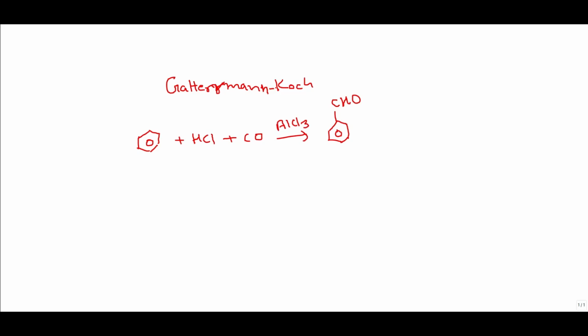This Gattermann Koch reaction is not applicable to aryl ethers. In place of aluminum chloride, one can also use ZnCl2 with a small amount of cuprous chloride. Now, whether one uses ZnCl2 or aluminum chloride, the condition has to be anhydrous condition.